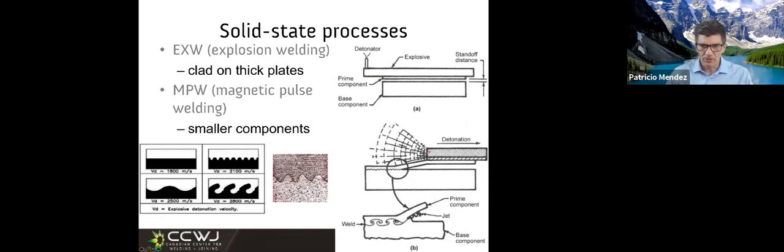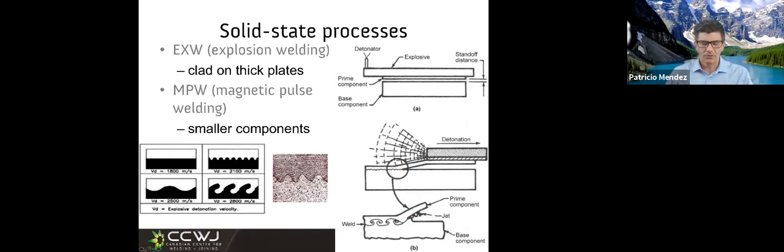explosion is moving and you're burning the explosive, you're pushing the plate, the clad, what is called the flyer, against the base component, and you start forming this pattern. This happens nearly instantly, right? And you have shock waves. So in this case, you have pressures that are higher than plasticity, but they are localized, right?